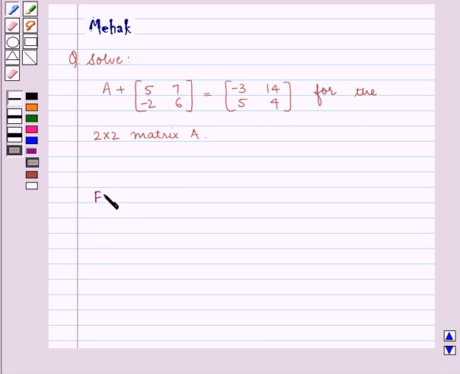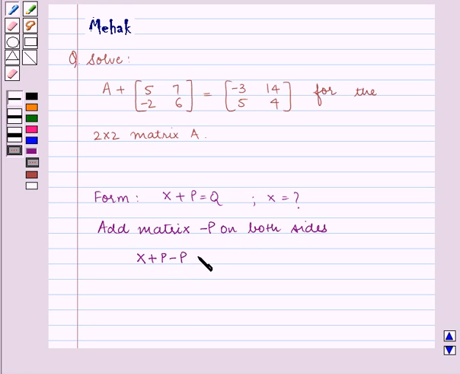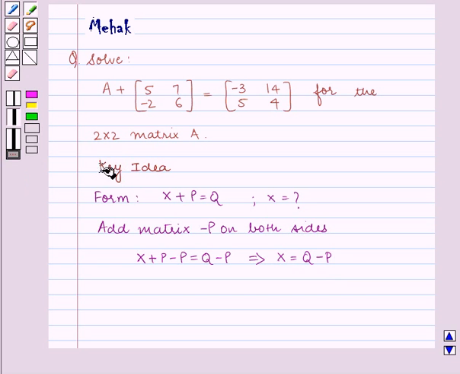If the matrix equation is of the form x plus P equal to Q for x unknown, we add matrix minus P on both sides of the equation and we get x plus P minus P equal to Q minus P, which implies x is equal to Q minus P. With this key idea, let us proceed with the solution.